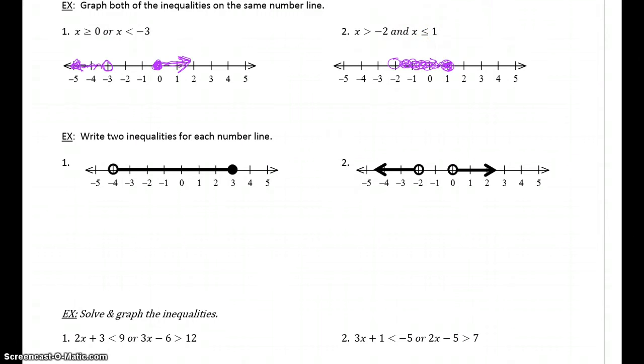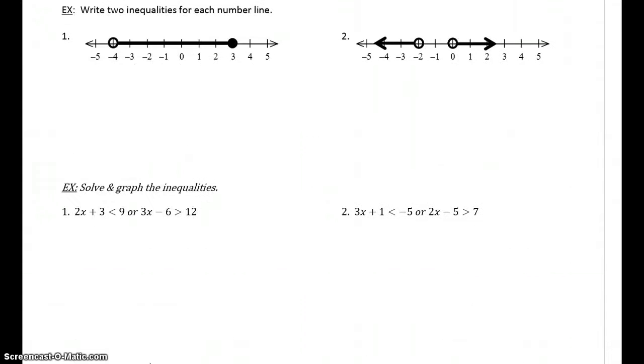So write two inequalities for each number line. For this one, we have x is greater than -4. For this one, we have x is less than or equal to 3. Because we want the shading here to go to the right, we want the shading here to go to the left. So that's how we got our signs there. Because they come together and overlap, this is an and problem, because you can pick a number that meets both of the inequalities. x is greater than -4 and x is less than 3.